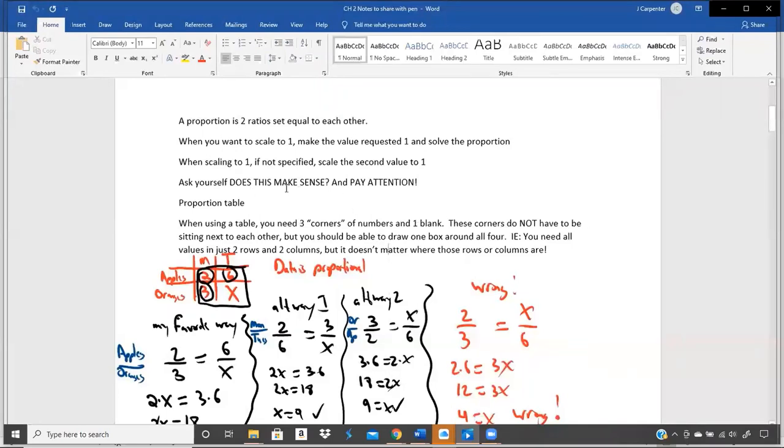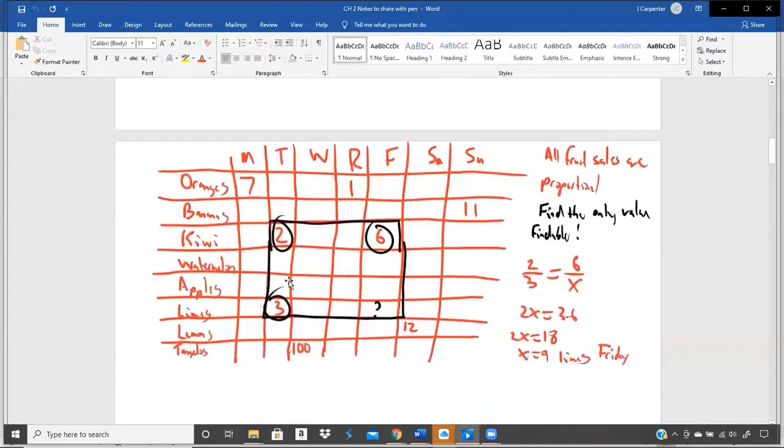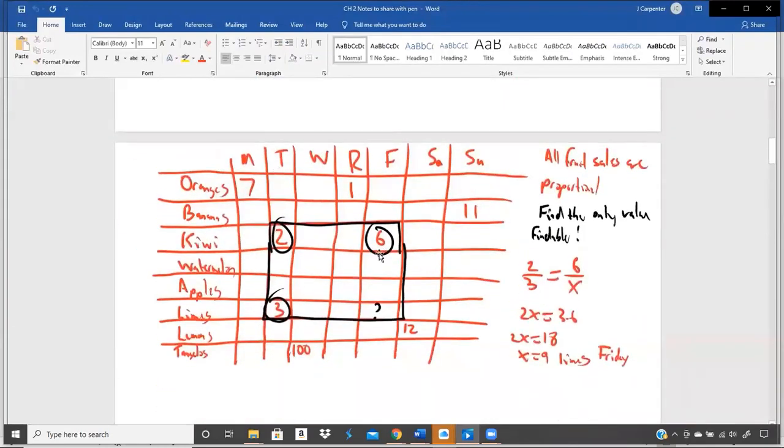But we said the wonderful thing about a proportion table is that the numbers don't have to be all just sitting next to each other to set up the fraction equal to a fraction and cross multiply. There can be giant gaps between them, and very often there are in the problems that we have to do. But it doesn't matter. You don't need any of the numbers in between as long as you can imagine yourself drawing a box around some numbers.